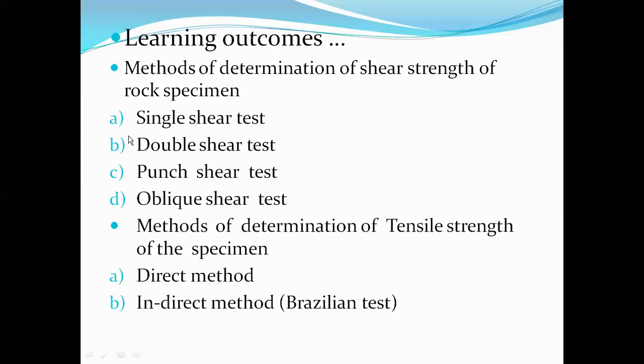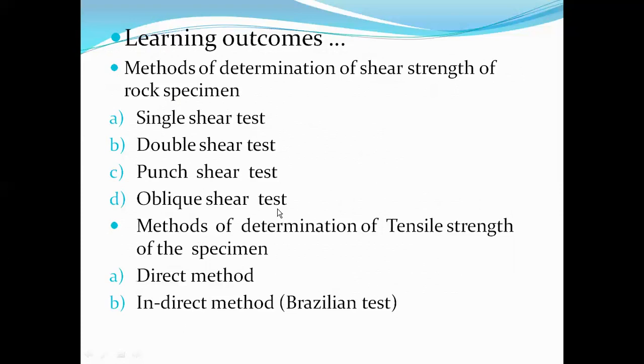In determination of shear strength, there are different methods that we use. One is the single shear test. Second is the double shear test. Third is the punch shear test. And fourth is the oblique shear test. These are the four methods of determining the shear strength of the rock specimen. We'll discuss each one of them in detail.